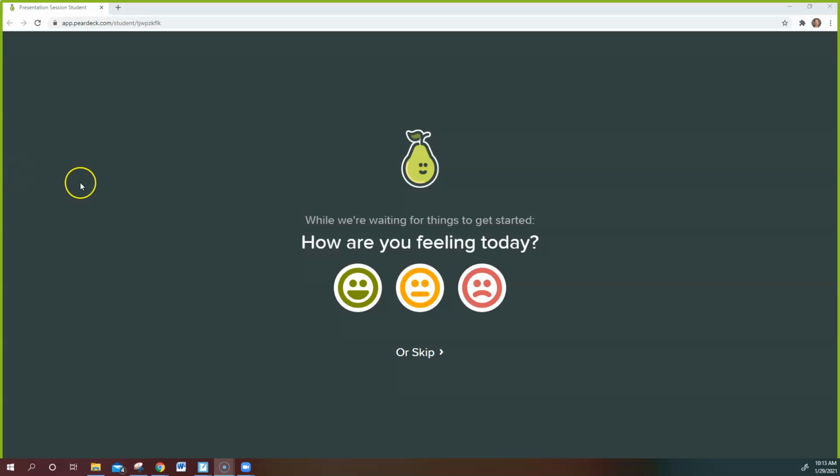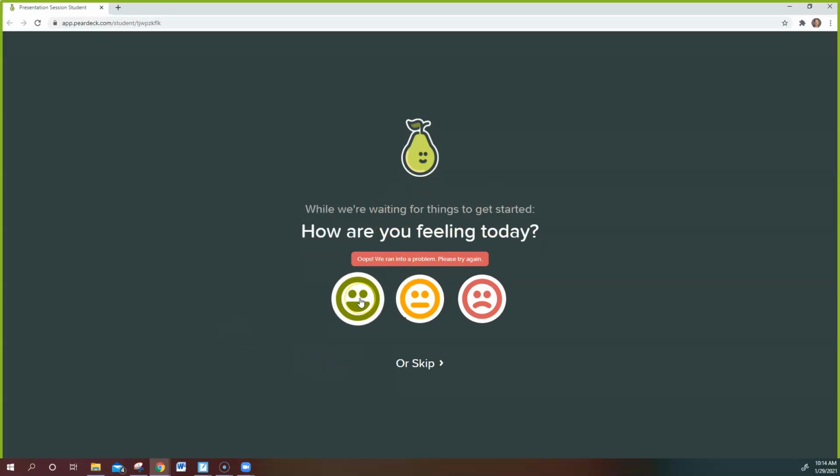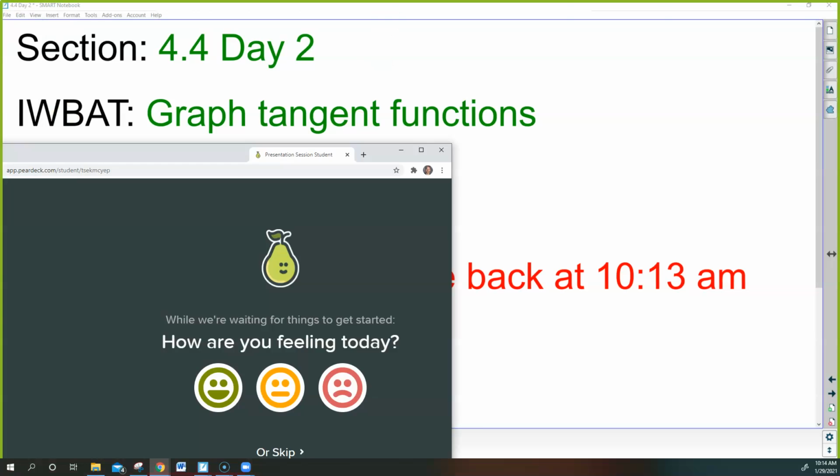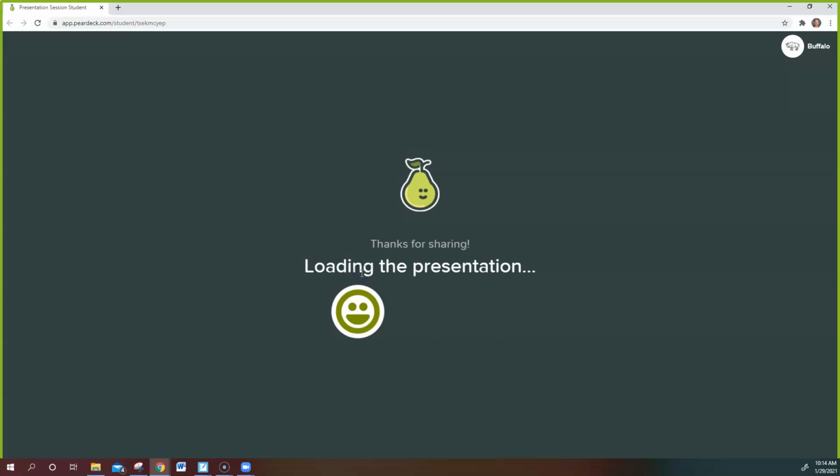What I want to do right now, really quick, is make sure you understand what we're going to do on Pear Deck so you can see what's going on. When you get that link, you'll open it and answer how you're feeling today. Small error, let's see what happened. Let me try this one. Okay, I'm just going to click on how I feel, load the presentation.